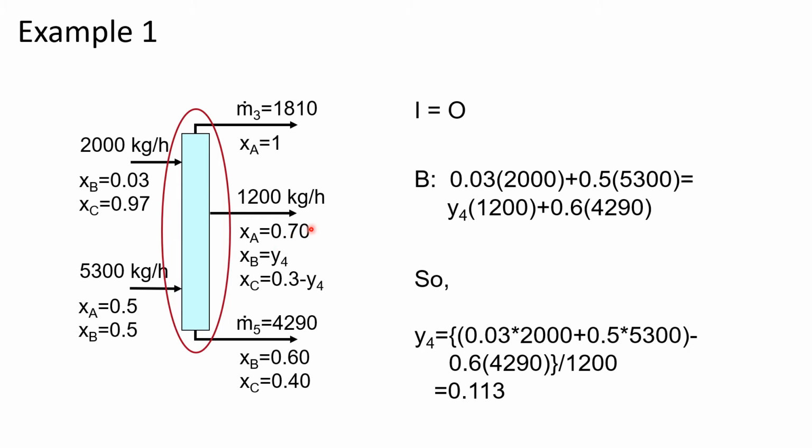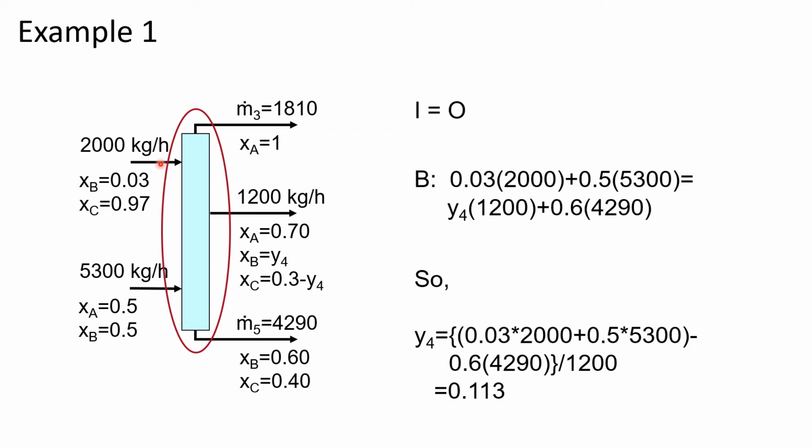The values we calculated for m dot 3 and m dot 5, m dot 3 of 1,810 and m dot 5 of 4,290, we've put into the process flow diagram over here on the left. If we look at what's left to solve for, all the variables that we haven't calculated in the diagram, we see there's only one left, y4. So we're just going to continue to write our mass balances, and the very next species that we can write a balance for is species B, component B.